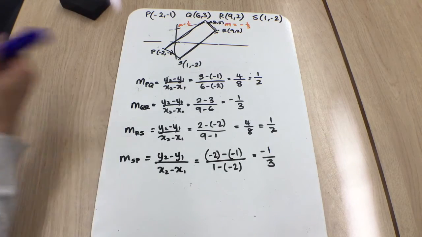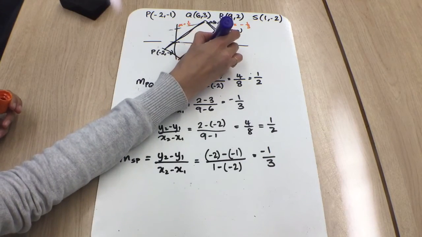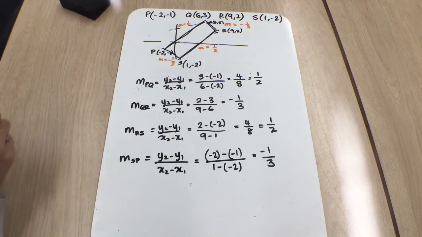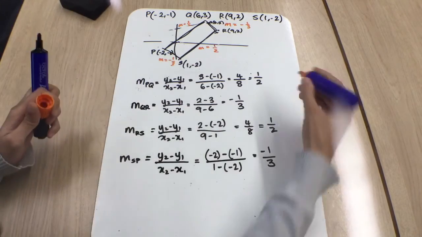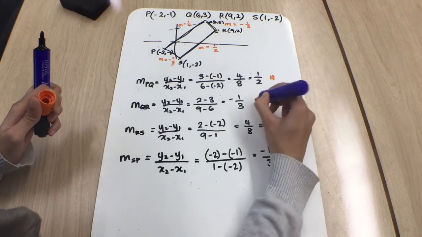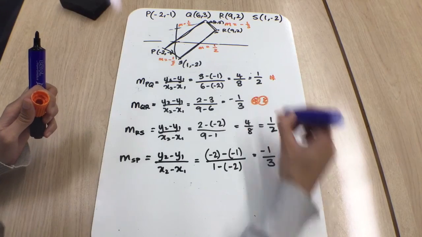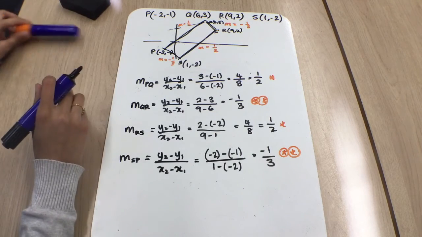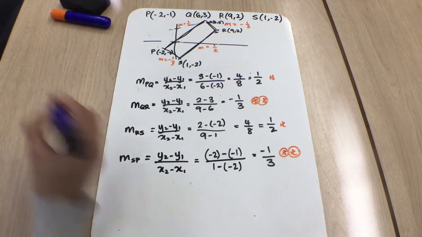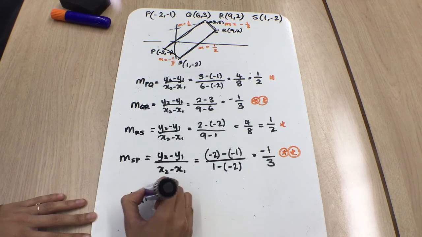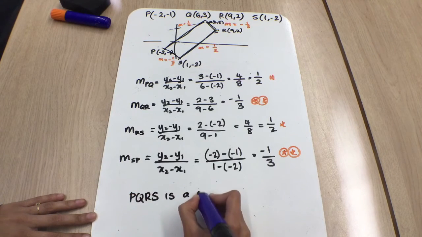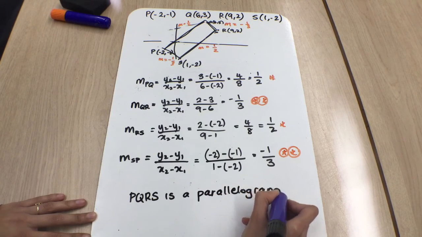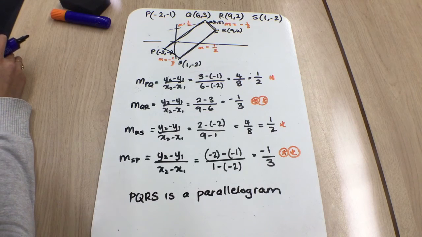Okay, so far we've got here m is a half, and here m is minus a third. Okay, so from the diagram and from what we've just worked out, these two are parallel and these two are parallel. So we've got two sets of parallel lines, which suggests to us that it must therefore be a parallelogram. Okay, so we know PQRS is a parallelogram. Okay. All right.